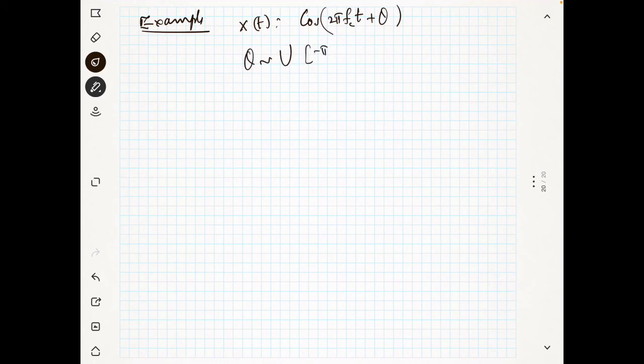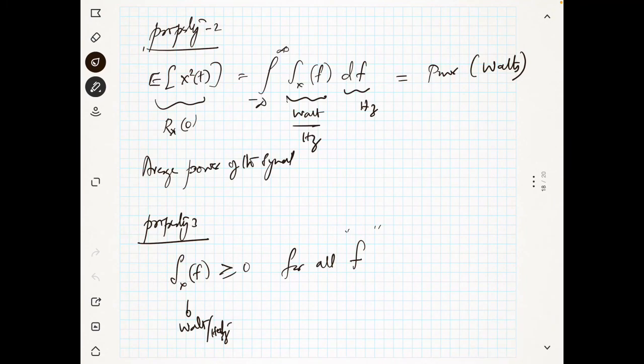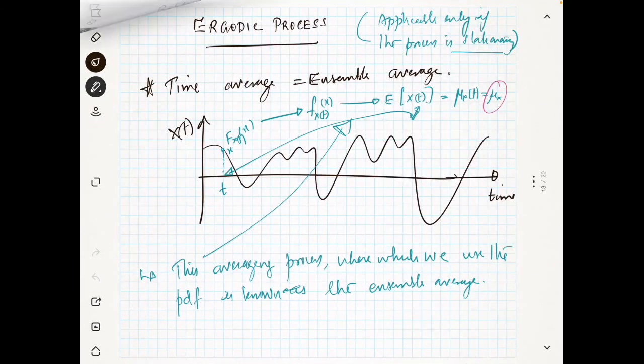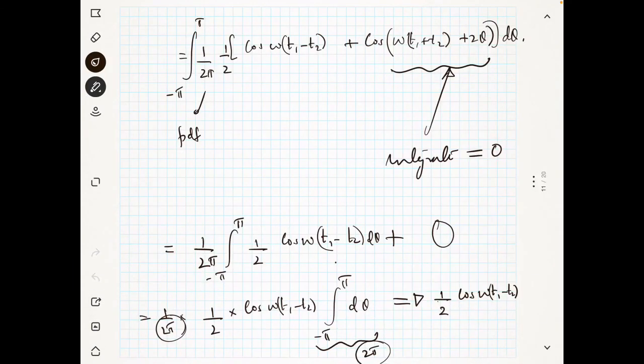So the example. You have seen x of t as a random process, A cosine of 2 pi fc t plus theta, where theta is a uniformly distributed random variable between minus pi and pi. Then you have seen the autocorrelation function for this problem. We have seen this problem just recently.